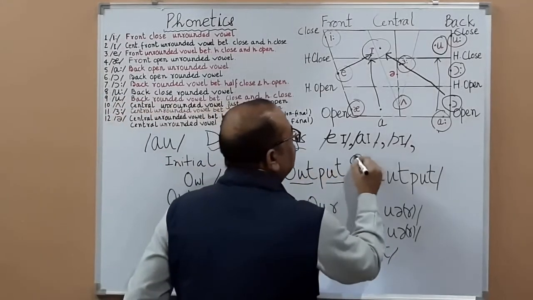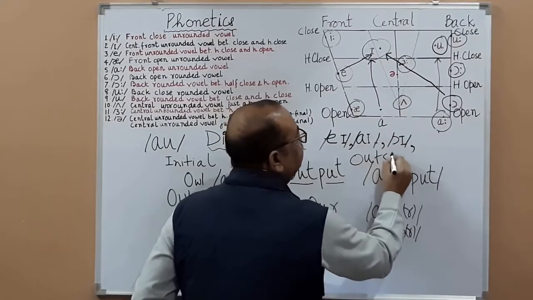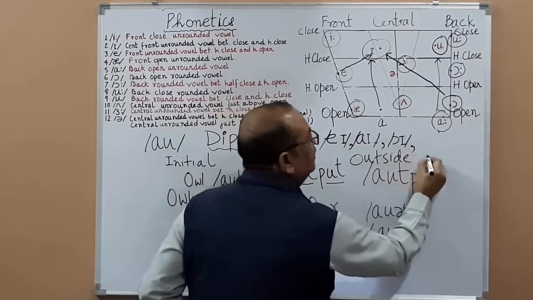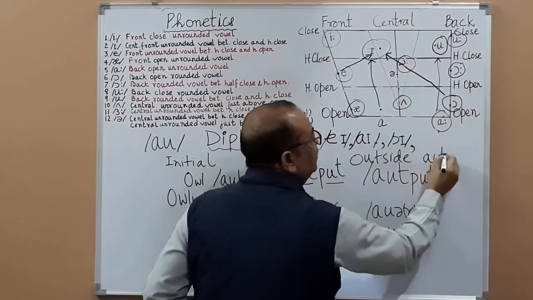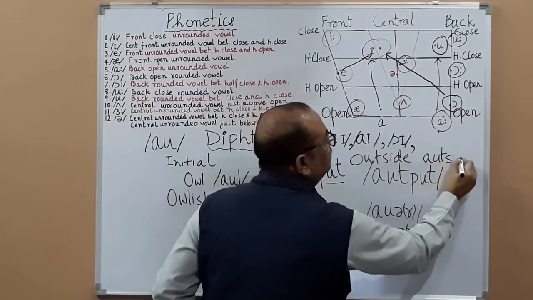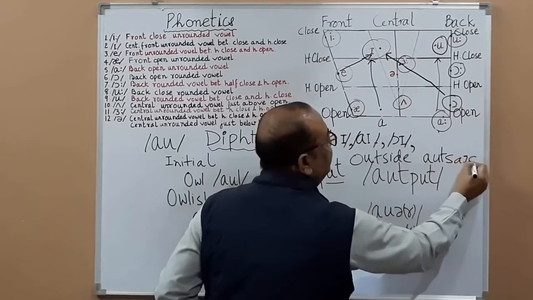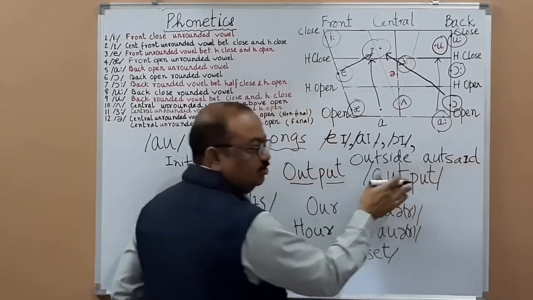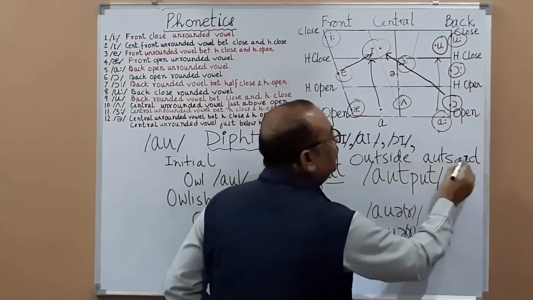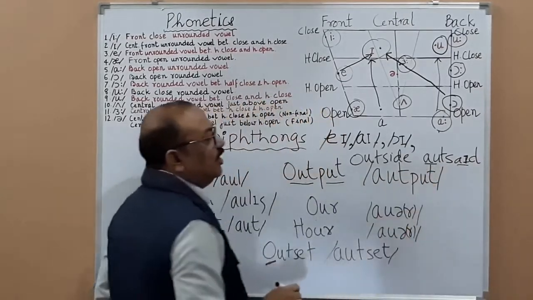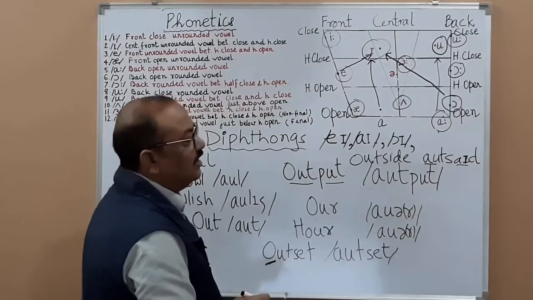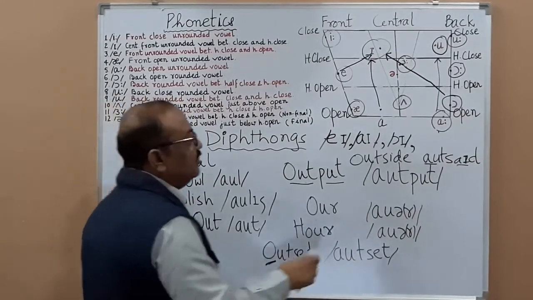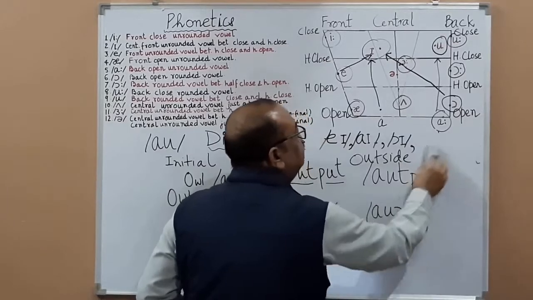Yes. Outside I am writing here. Just pay attention. Here I am writing outside. This is out, and side. So here you can see that two diphthongs are coming. Two diphthongs: one you have here and one in the beginning. Outside. I think enough? Yes, sir. Okay, this was the initial sound that we were discussing.